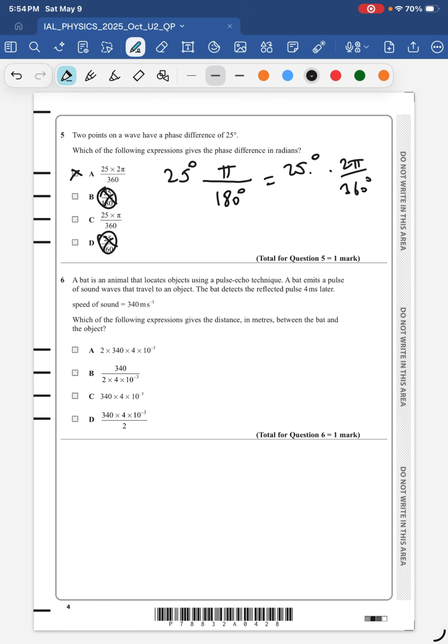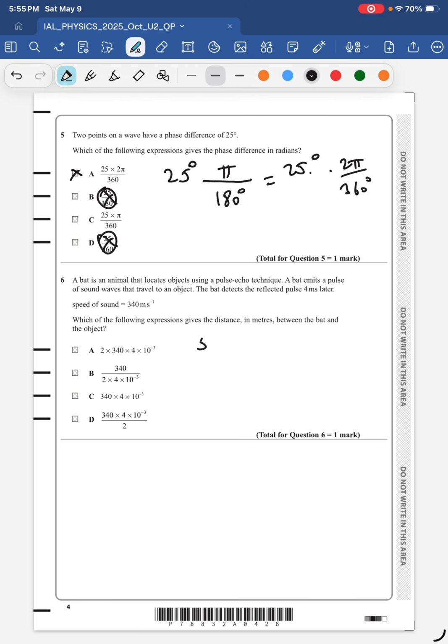All right. 6. A bat is an animal that locates objects using a pulse echo technique. A bat emits a pulse of sound waves that travel to an object. The bat detects the reflected pulse 4 milliseconds later. The speed of sound is 340 meters per second. Which of the following expressions gives the distance in meters between the bat and the object?